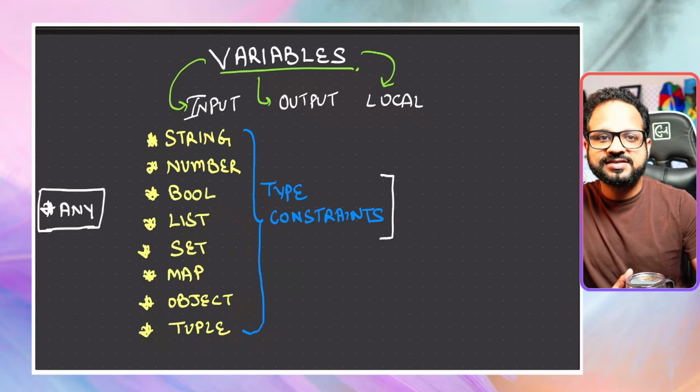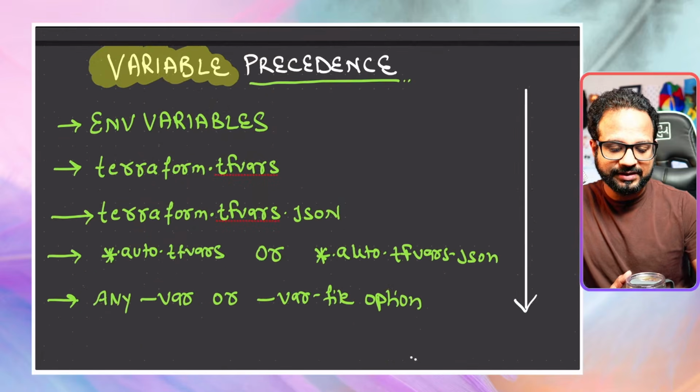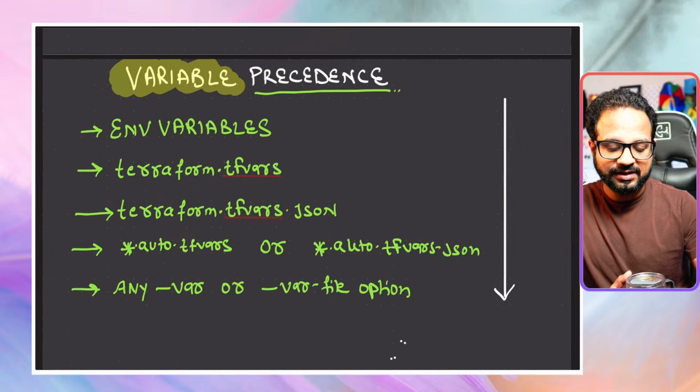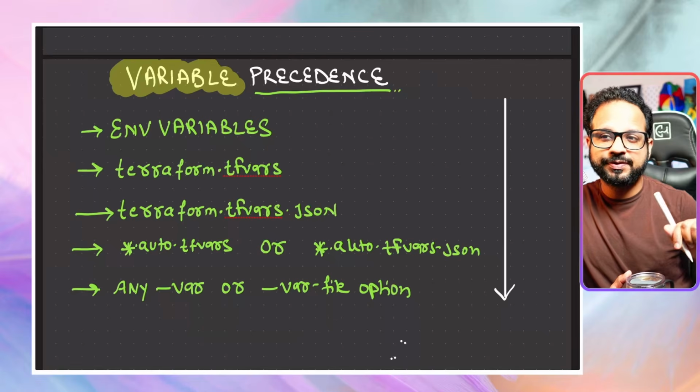How do we initialize it? How do we use it inside Terraform? And if we don't specify what type of value we want to store, the default is any. It can store any value whatsoever. Now there is variable precedence as well, but let's have a look at the example first before we get into the variable precedence.